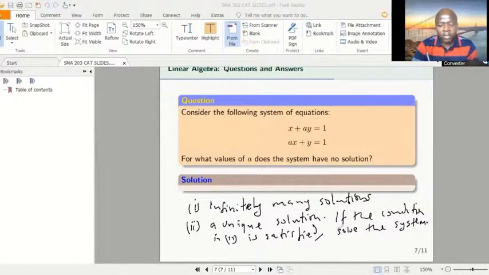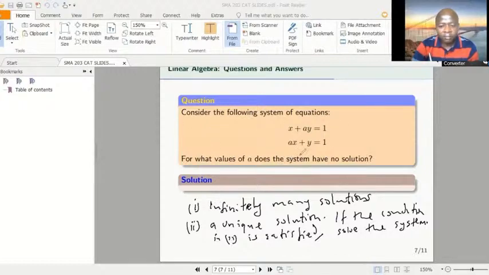So what this question means is this: find the value of A if this system is to have a unique solution. And after finding that value of A, now solve this. You replace this A with the value you've obtained and solve this system, find the value of X and Y. So those are the questions I want you to consider for this type of question.